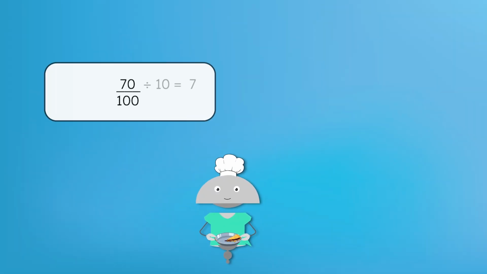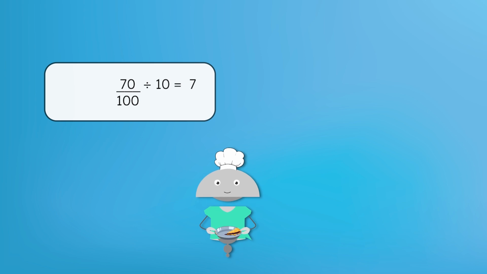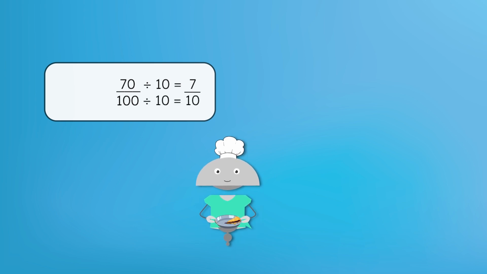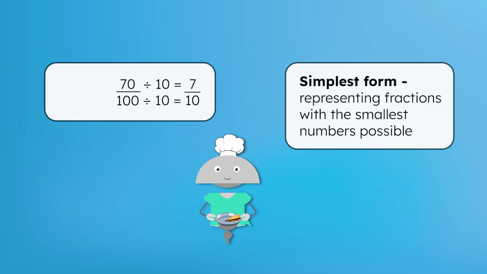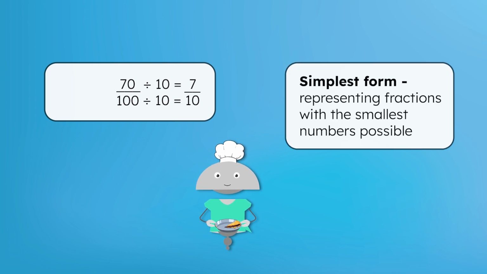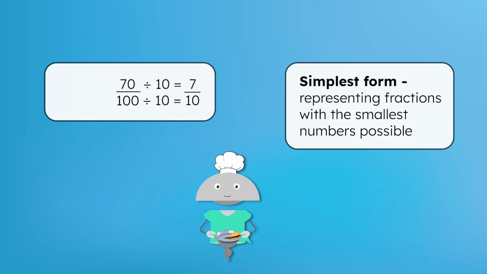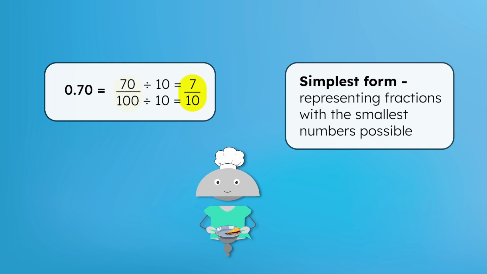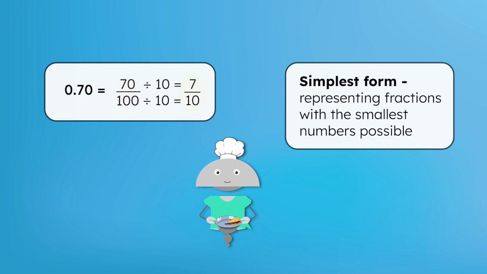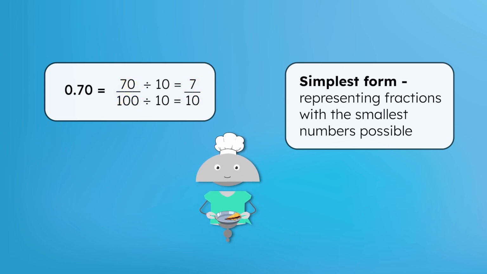Notice how 70 divided by 10 is 7 and 100 divided by 10 is 10? Mia found an equivalent fraction and simplified her answer. She represented the fraction with the smallest numbers possible. That means 70 hundredths, the decimal, 70 hundredths, the fraction, and 7/10ths, the fraction, all represent the same value. Give it a try for yourself.